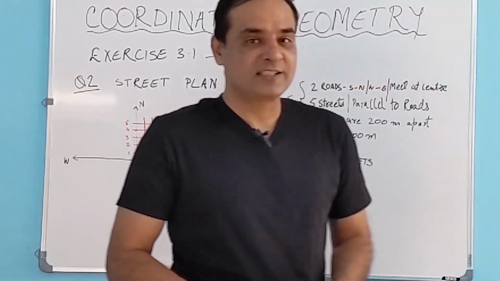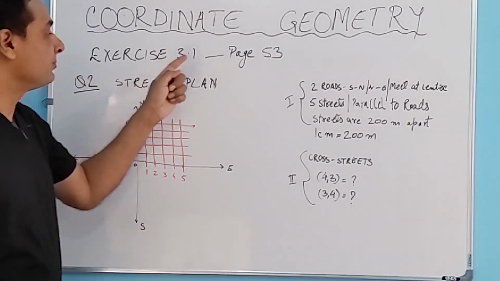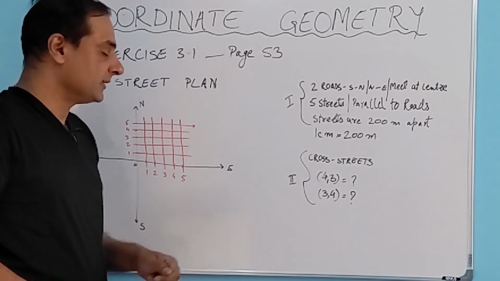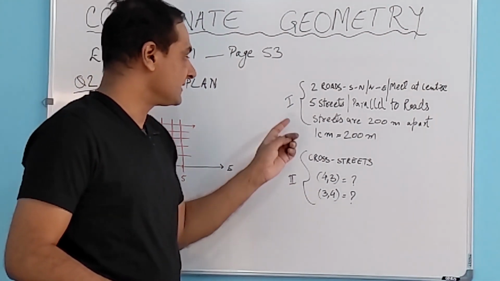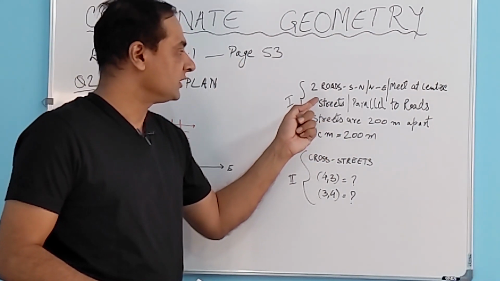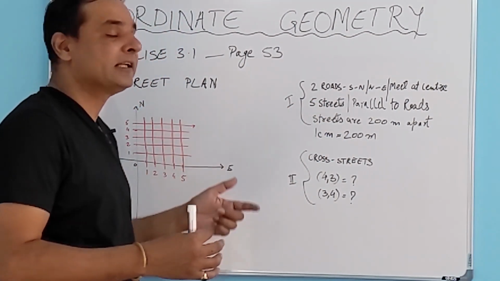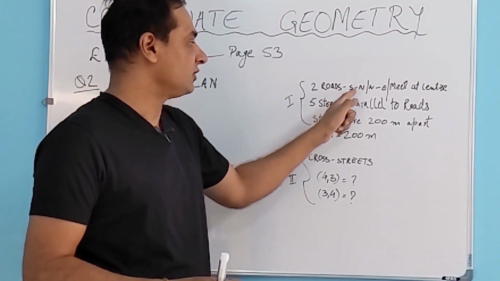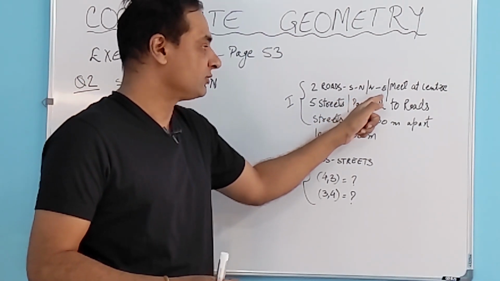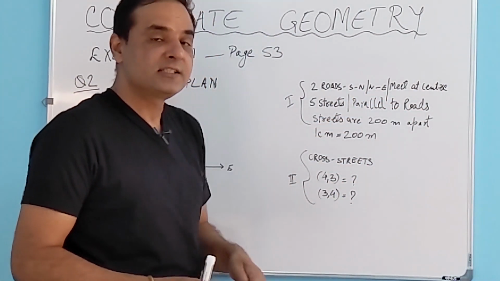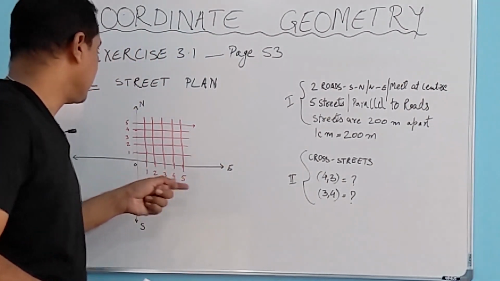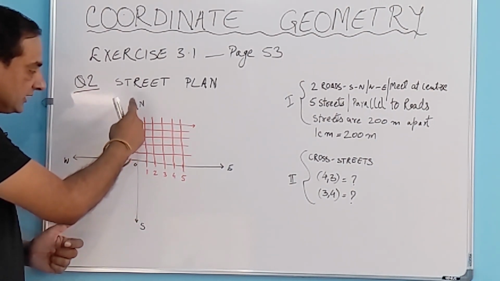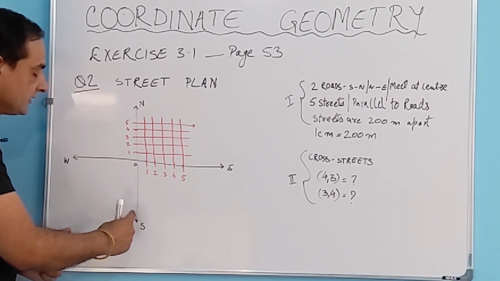So let's look at question number 2 in exercise 3.1, which is given on page number 53. So basically this question is about the street plan. This question has two parts. Part number 1 is about creating the street plan on paper, and the question says that there are two roads which are running south to north and west to east direction, and they meet at the center of the town. So if you look at this figure over here, we have created these two roads. Consider these two lines which are basically the roads.